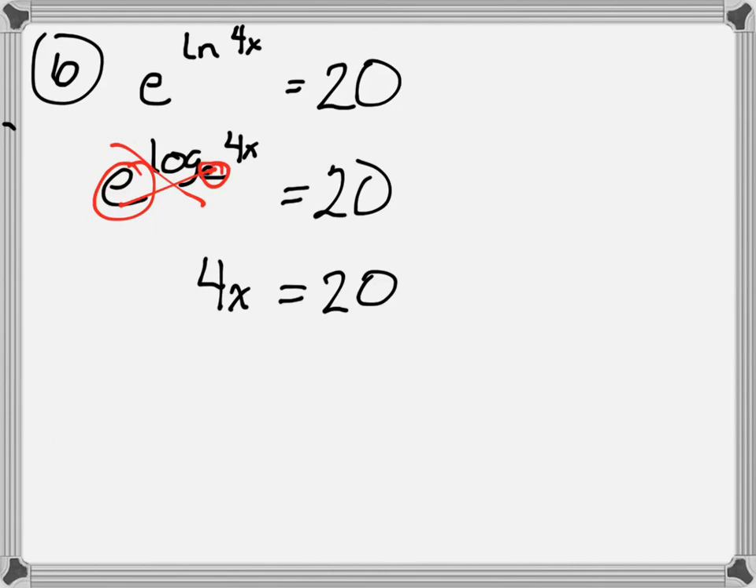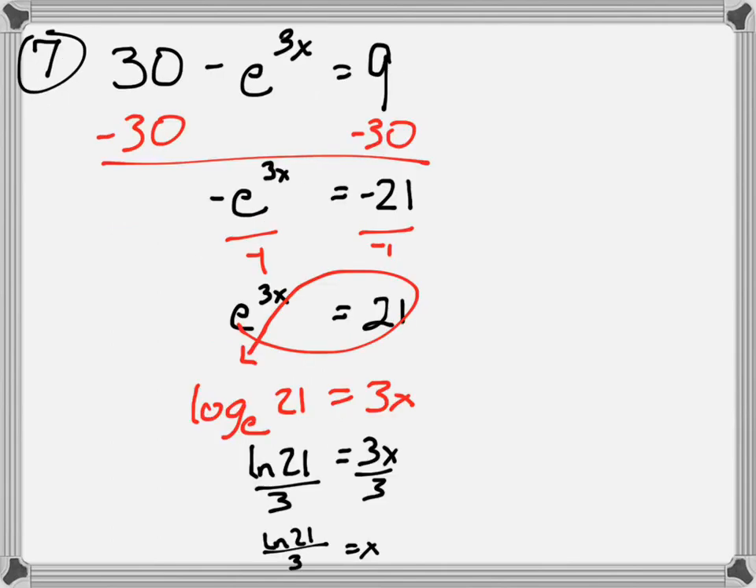What do I do next? Divide by 4. And so x is equal to? Done. Why was there no e or log in this one? Because it canceled out.